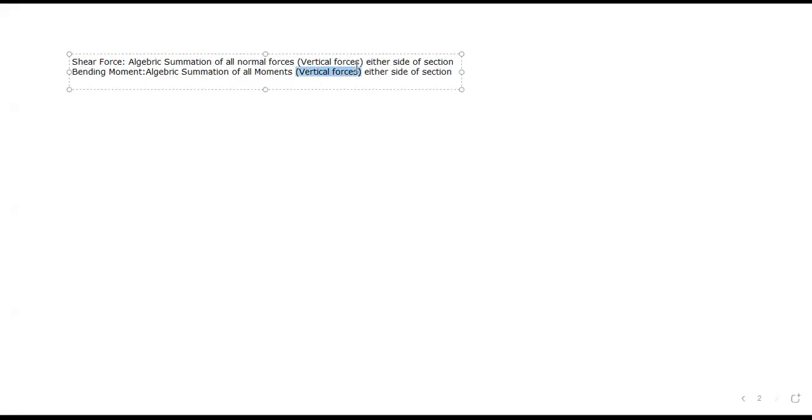Either side of section. Now again, as we have discussed, moment is a function of the out of plane. Yes or no? Moment is a function of the out of plane, yes or no? So what is your plane? You consider the x-y plane of the beam and the forces in the y direction, but what is your actual plane? x-y. That's the reason this bending moment will also occur in the z direction.